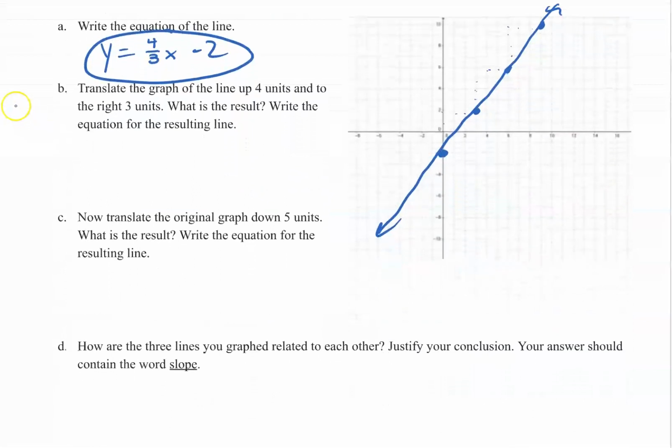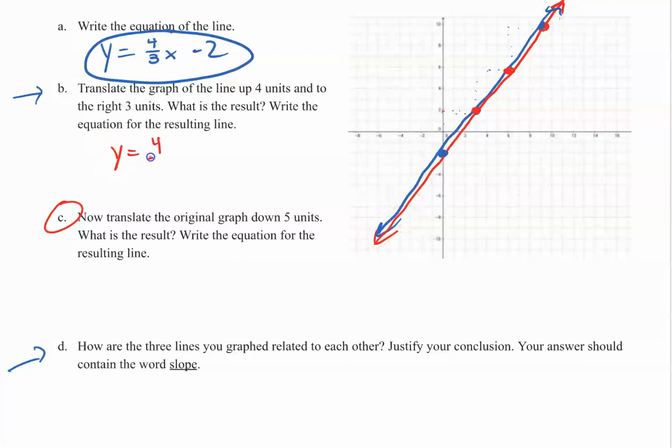Alright, so I'll do B and part of D, and then you'll have to do C on your own. So for B, translate the graph up 4 and to the right by 3. So if I start at this point, let me move this point up 4 and to the right by 3. That goes here. And then if I move the blue point up 4 and over 3, back on the line. So it turns out you get the same line. Since it's the same as the slope, you get the same line.